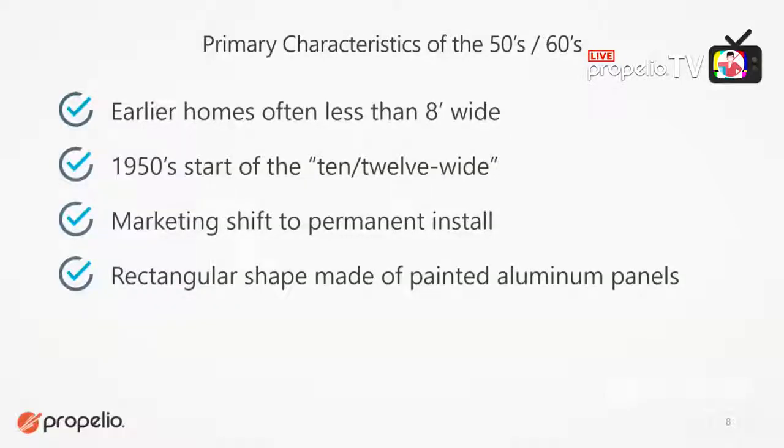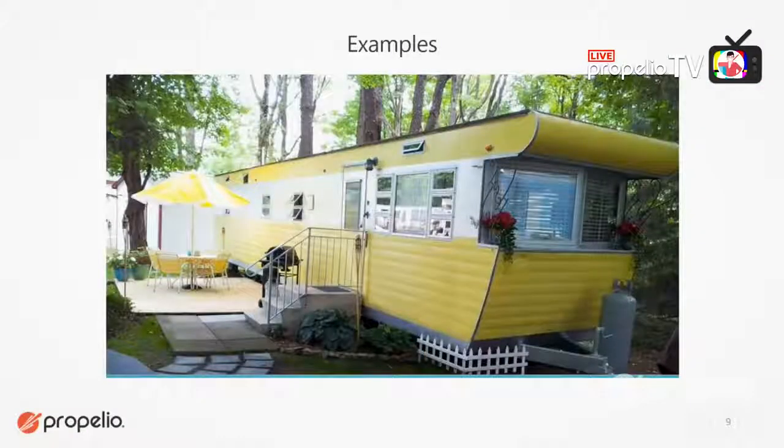Rectangular shape made of painted aluminum panels. One of the things that we're going to look at on these aluminum panels is that in the 50s and 60s, the aluminum panels most of the time went horizontal, or a combination of vertical and horizontal. As we get into the late 60s, early 70s, and even into the 80s and 90s, the aluminum panels started going vertical, and you'll see some examples of that here in just a second. But here's an example of what we're looking at probably in the early 50s: very flat roof, horizontal aluminum paneling.